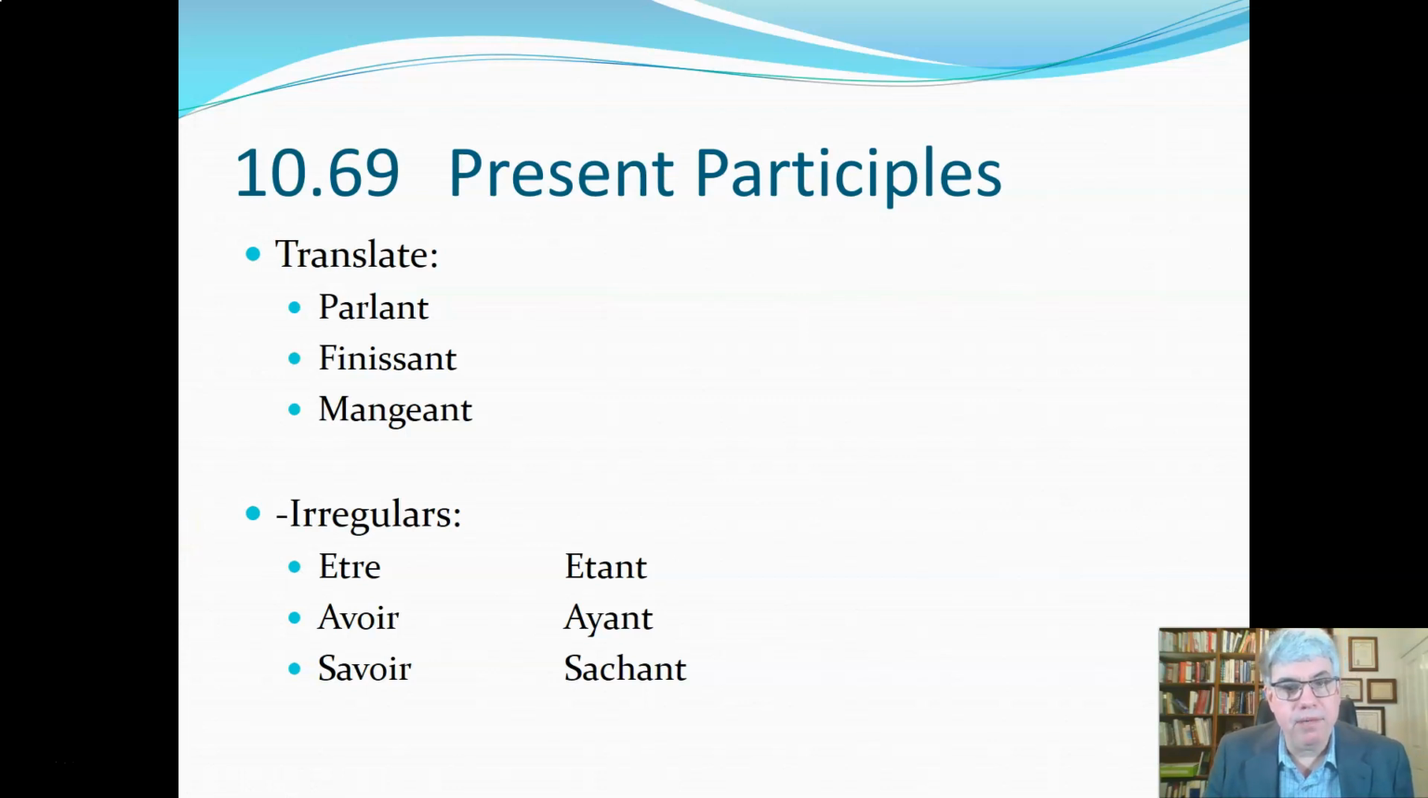Now there are some irregular participles. Être is étant, and we can see that et stem with ant. Avoir is ayant, very irregular, and savoir is sachant. So you need to memorize these to recognize what they are because they're irregular and they're not based on the nous form of the present.